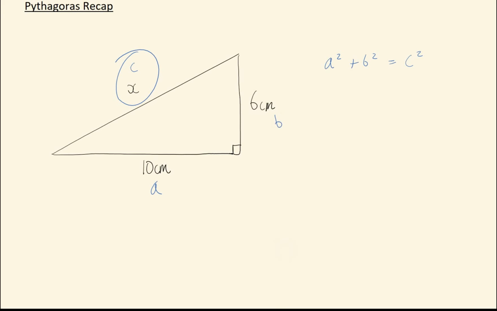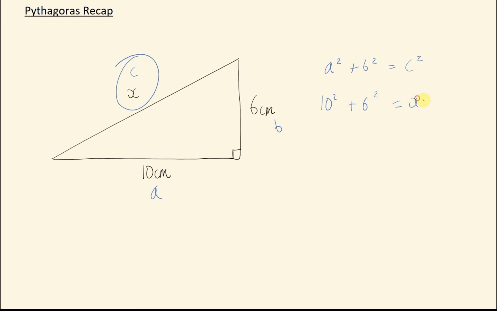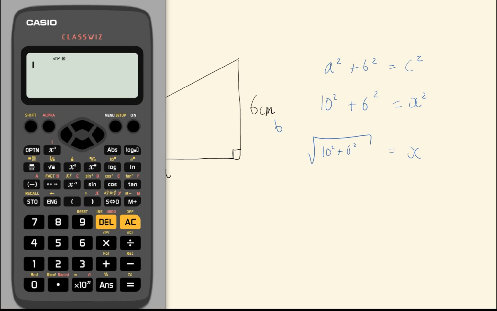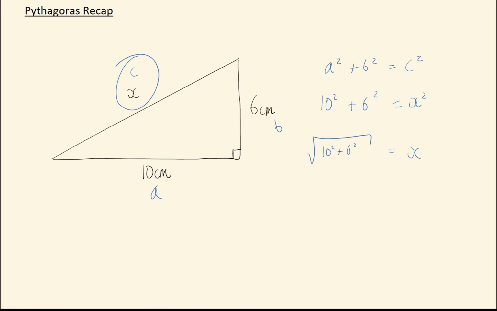We then plug in what we know, which is that a is 10, b is 6, and c is x. We know what x squared is, but we only want x, so therefore x will be the square root of 10 squared plus 6 squared. Having worked it all out, we can then just throw that into our calculator. So here x would be 11.7 to three significant figures.